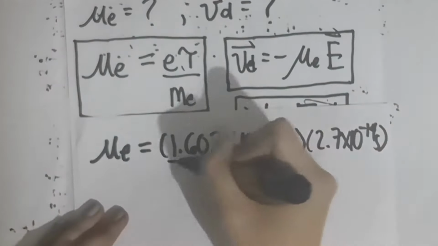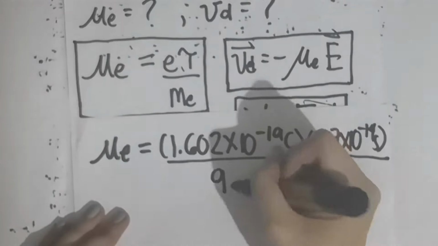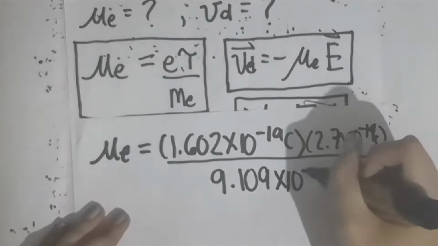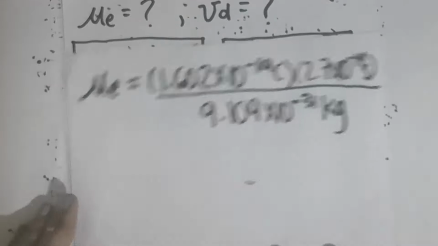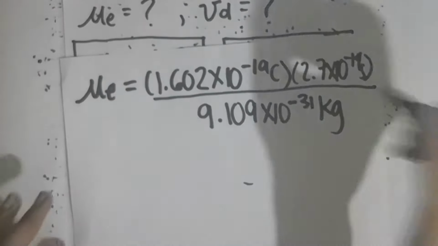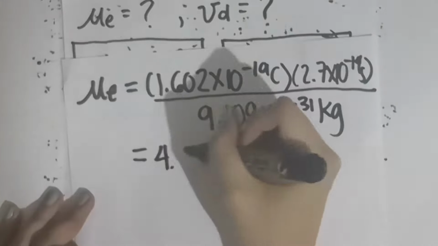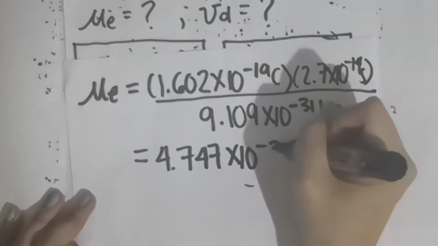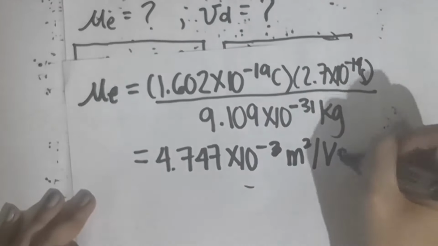All over the mass of the electron, which is 9.109 times 10 to the negative 31 kilograms. So we will be getting an answer of 4.747 times 10 to the negative 3 meters squared per volt second.